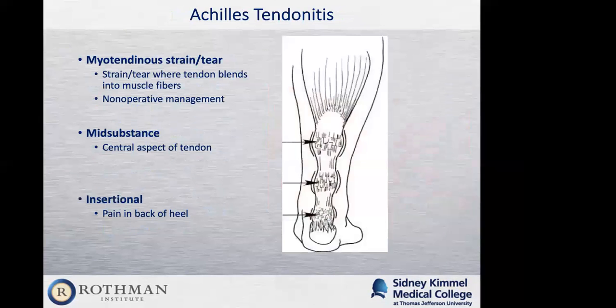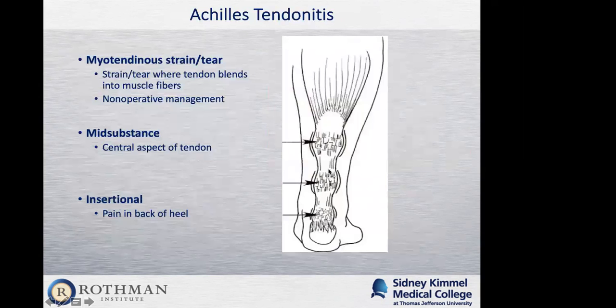So when we talk about Achilles tendonitis, it can occur in three main areas. This is what we call the myotendinous area, where the tendon starts to blend into the muscle fibers. And when we develop tendonitis or even a strain or tear up in this area, it's always managed non-operatively, non-surgical.